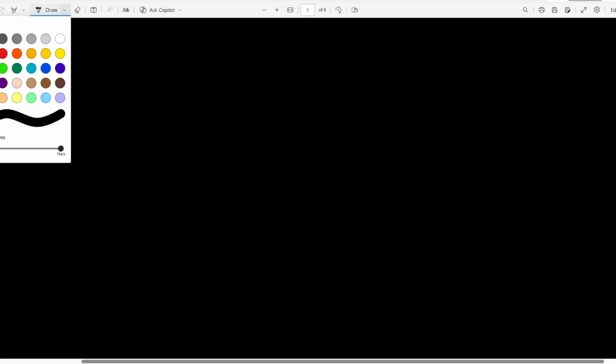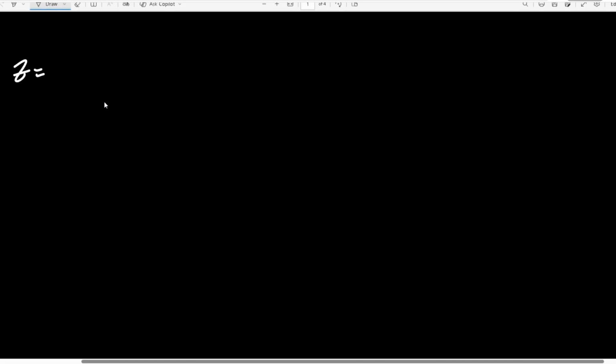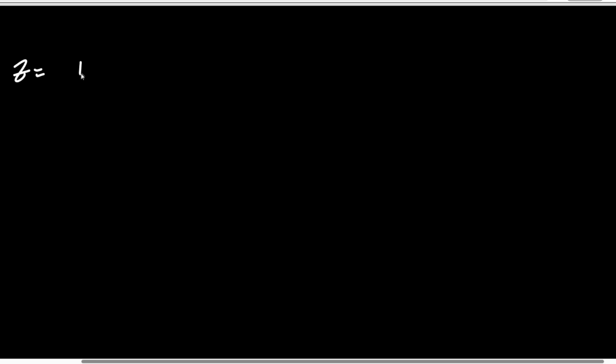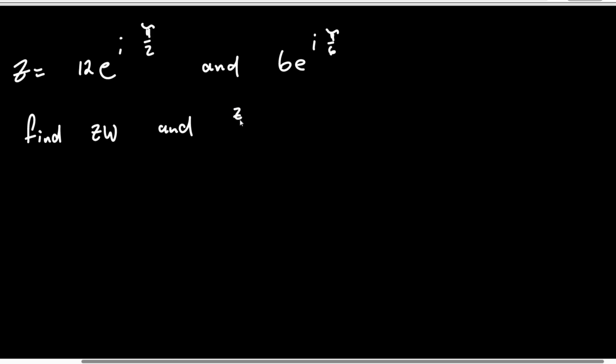Let's go. Okay, next. We're going to do another example using Euler's form. Let's say we're given z is equal to 12 e to the i pi over 2, and let's say w is 6 e to the i pi over 6. They ask us to find two things: zw and z divided by w. So this is question A, question B.